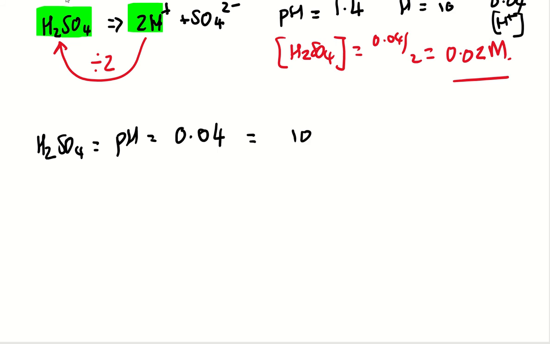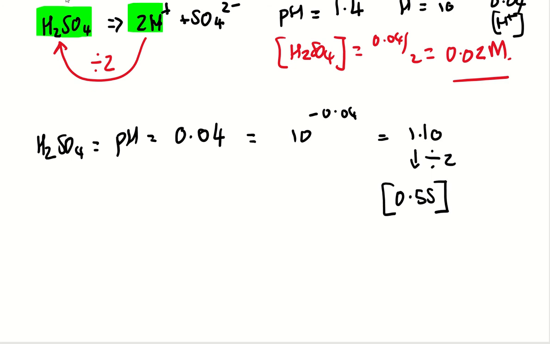Okay, so 10 to the minus 0.04 is the first thing that we do. That gives me 1.1 actually. Okay, 0.1. We take that and we divide that by 2 because we're going back in the same way as we had earlier. So your answer should be 0.55, which is the concentration of the acid.